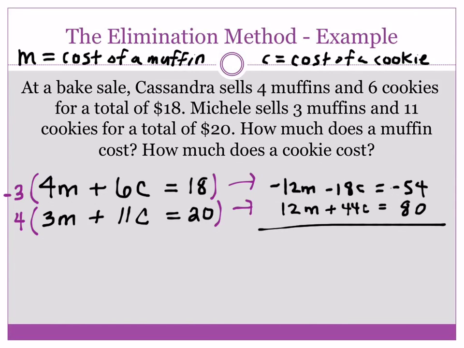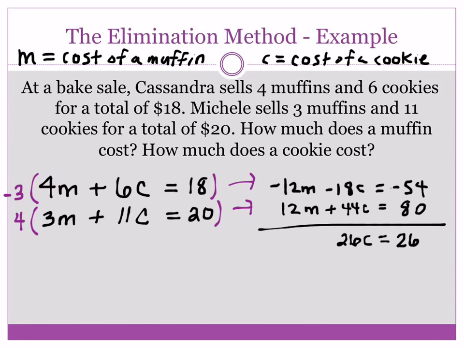So now we can add, like we would add with whole numbers, right? You can add straight down. So when you add 12M and negative 12M together, you get 0. It doesn't give you anything. But the C is the winner. So you get negative 18C and positive 44C. What does that give me? 26C. And how about negative 54 and positive 80? 26. That was nice, wasn't it?